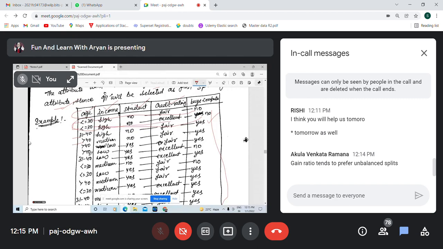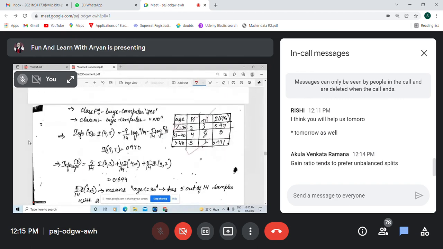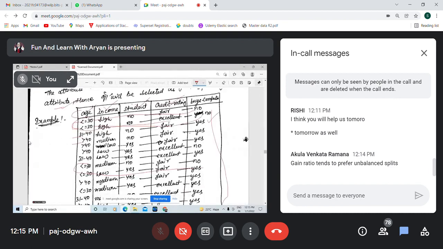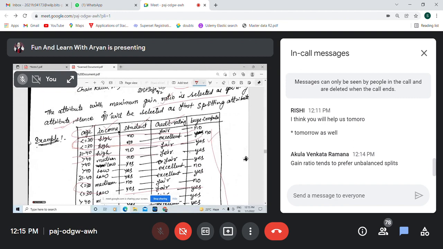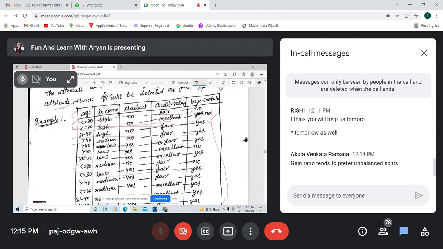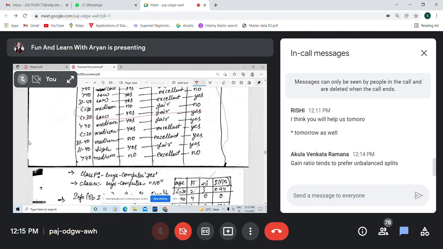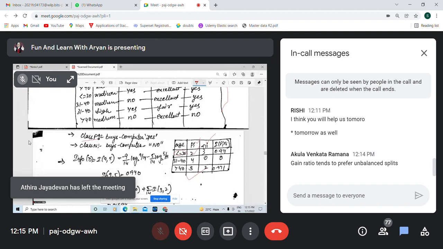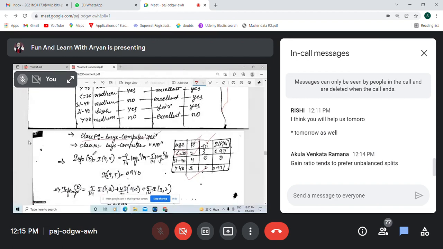Okay. For this less than or equal to 30, which all are yes? Right here, under positive. Okay. And then 31 to 40. Which all are yes? 1, 2, 3, 4. Right here, 4. So like this, you draw the contingency table. So we consider class P as buys computer yes. That means we write here all yes values. Class N as buys computer no. We write all no values here.